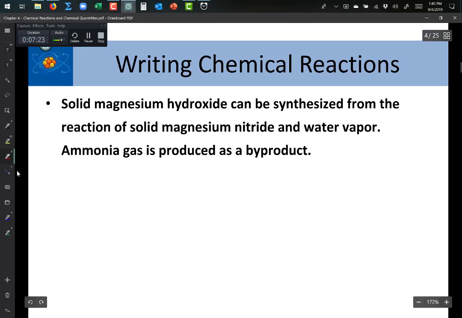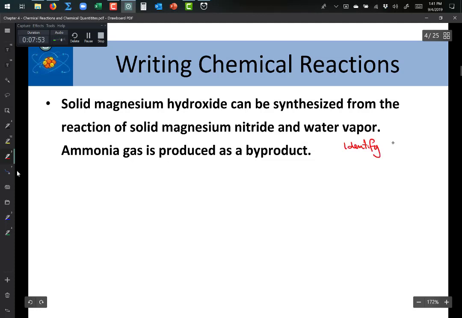So we're going to write some chemical reactions. And this is what a problem might look like. This solid magnesium hydroxide can be synthesized from the reaction of solid magnesium nitride to water vapor, and ammonia gas is produced as a byproduct. So first thing that you want to do is read through and identify reactants and products.